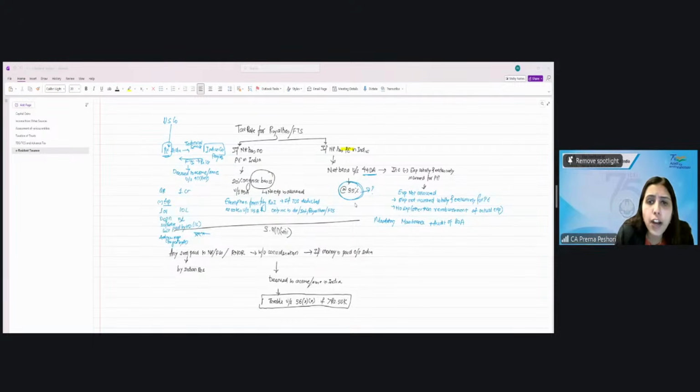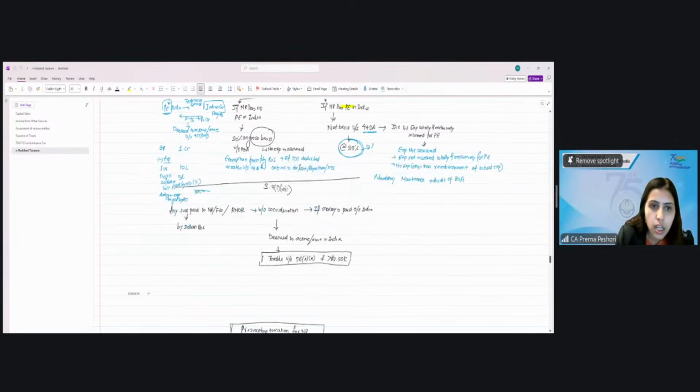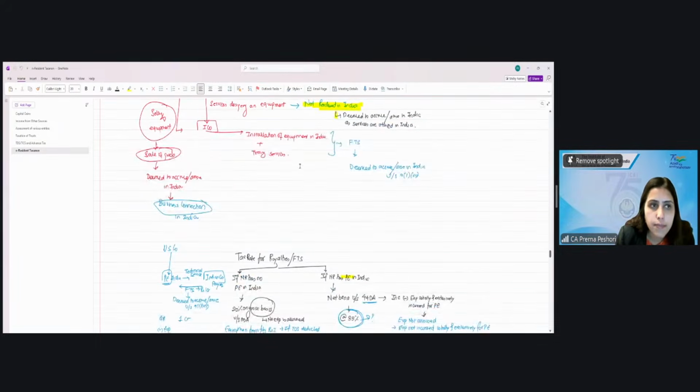What will be the due date of filing of return of income in these cases where you have to get the books of accounts audited? 31st October. And tax audit, if it is applicable, 30th September. If it is a transfer pricing case, it will be 30th November and the due date of audit will be 31st October. Are we clear? Yes or no?